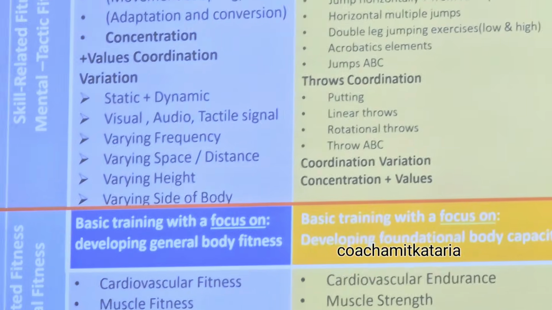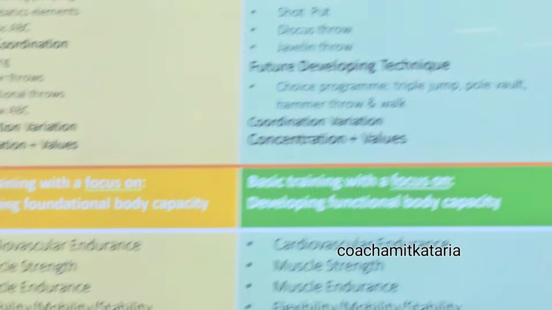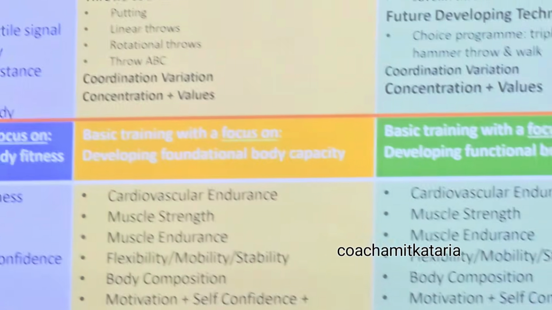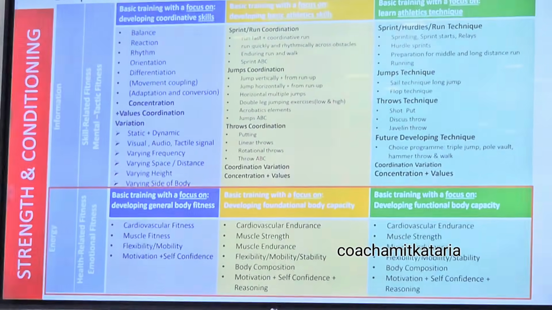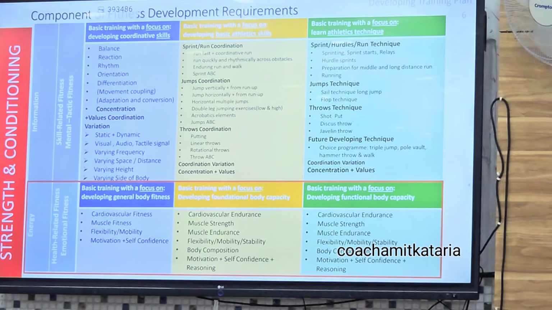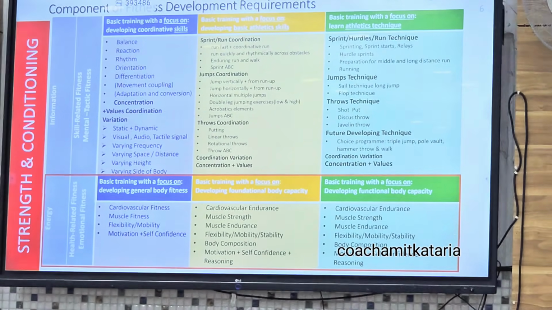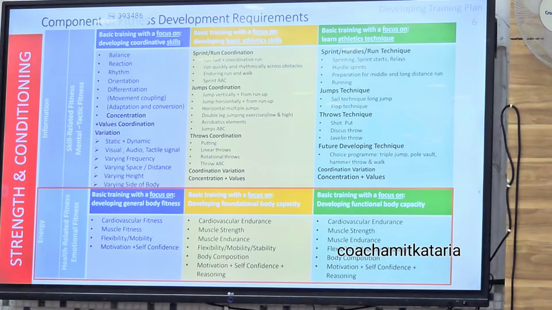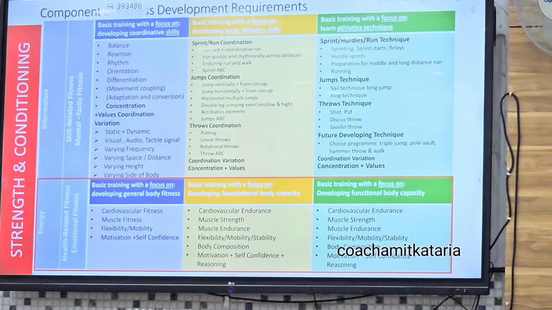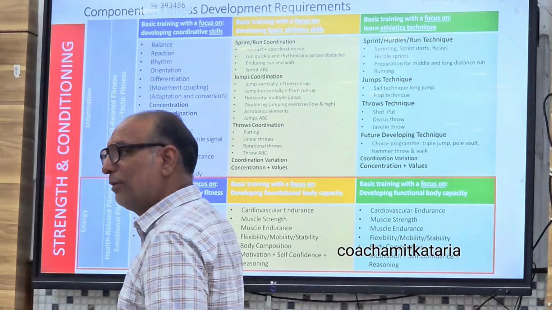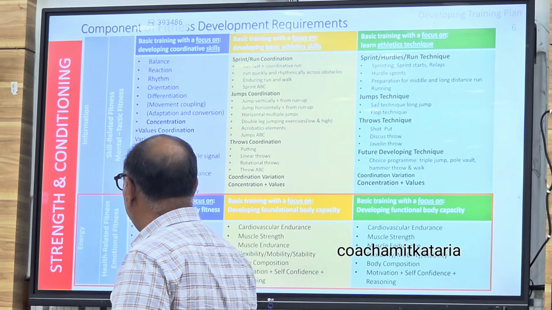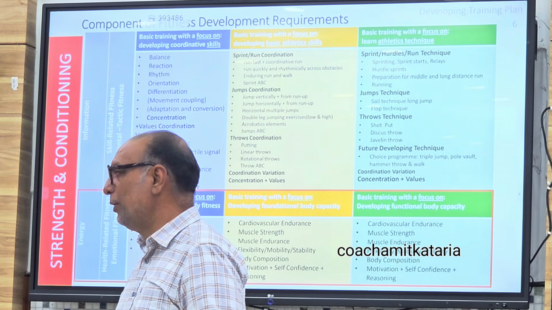The basic range focus on coordination skill, coordinated skill, balance, reaction, rhythm, orientation, differentiation, adaptation, conversion, concentration. So when we say coordination, there are at least 6 types of coordination abilities. Actually, I think in the next session we can elaborate more. So balance, reaction, rhythmic, orientation, differentiation. Very important especially in field events, differentiation.